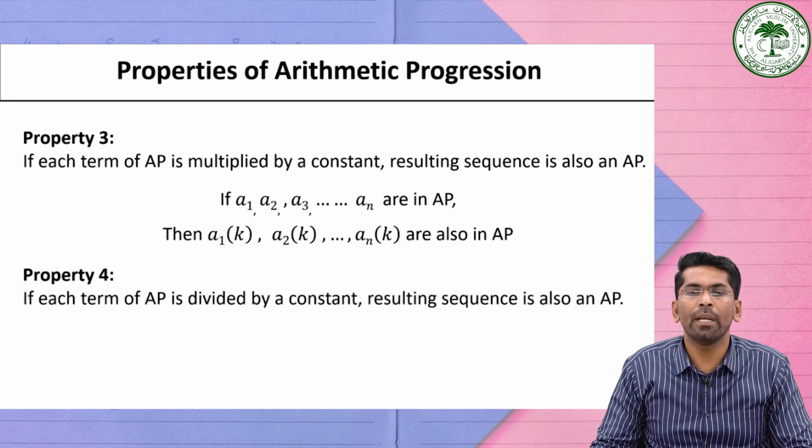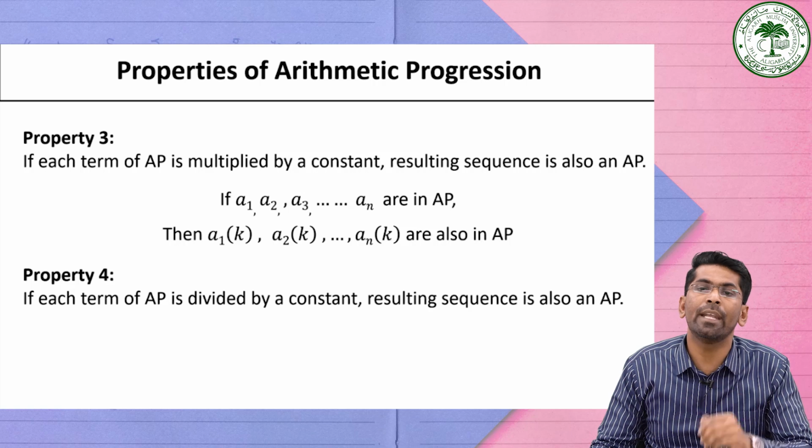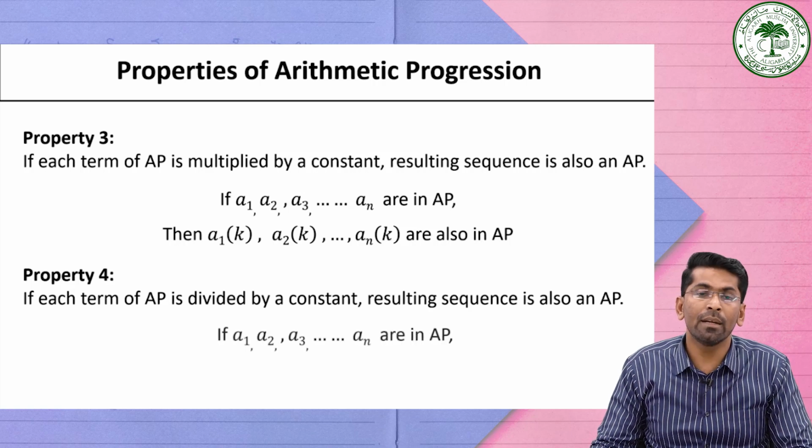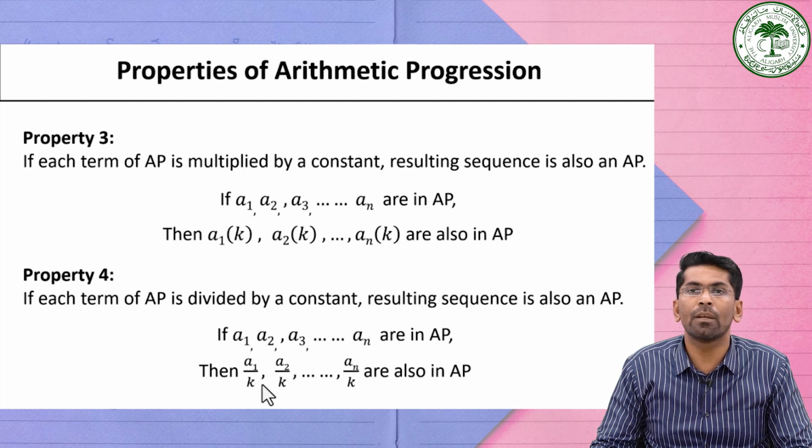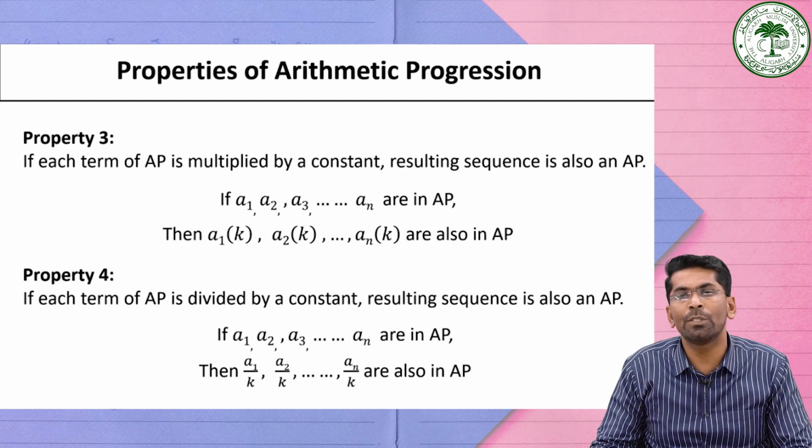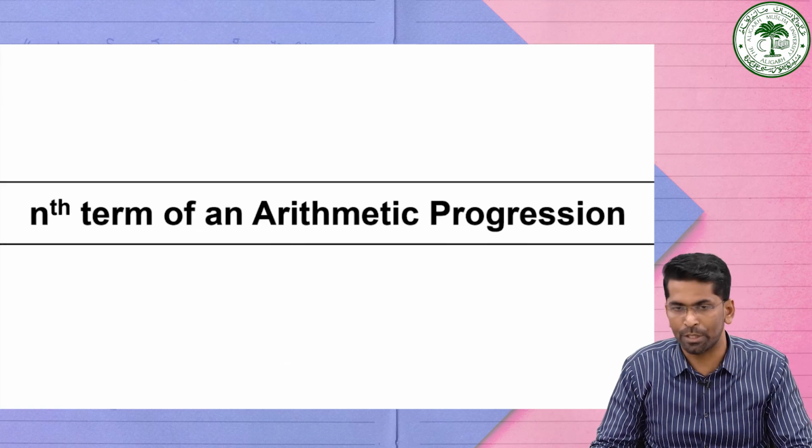And the fourth property: if each term of an arithmetic progression is divided by a constant, then the resulting sequence is also an arithmetic progression. So here with the same elements, we are going to divide each element by a particular constant k: a1 divided by k, a2 by k up to an by k, which is also an arithmetic progression.